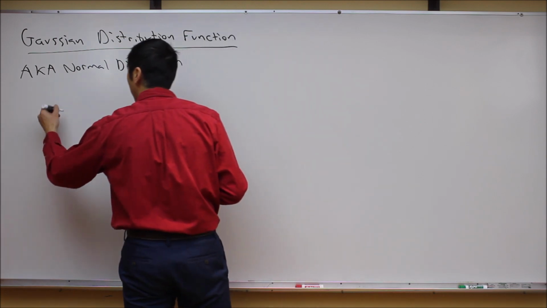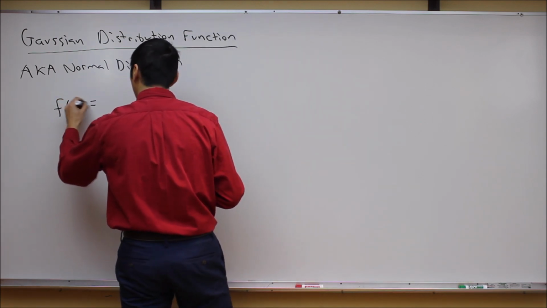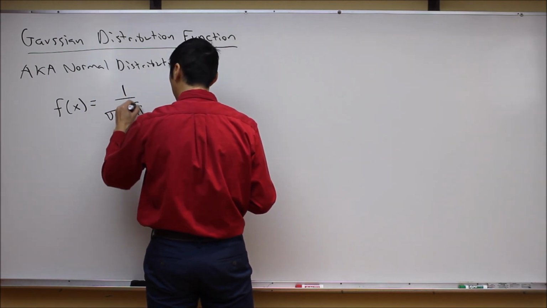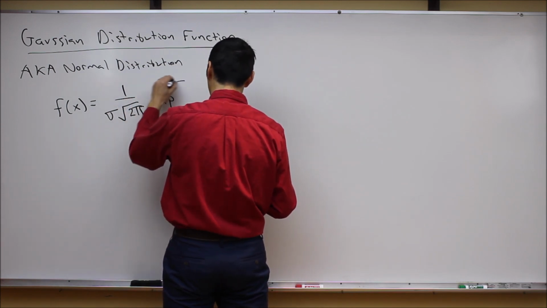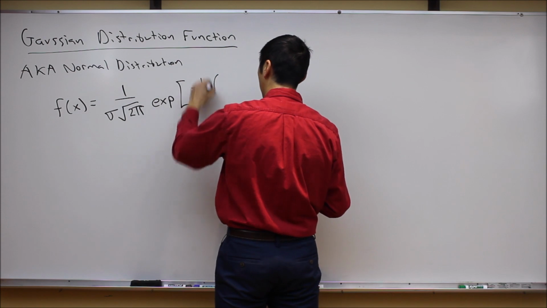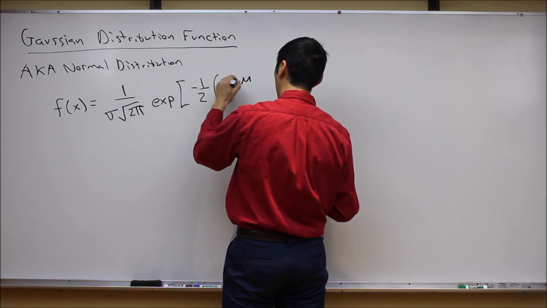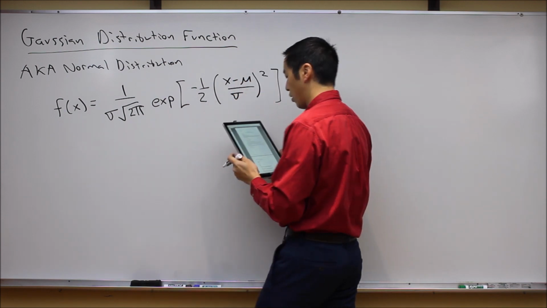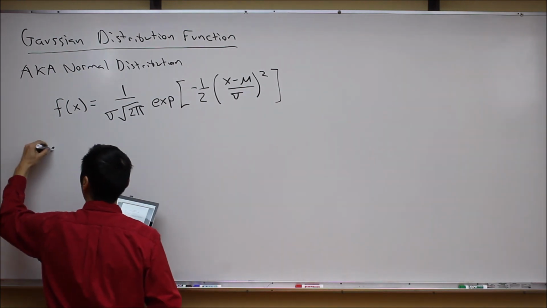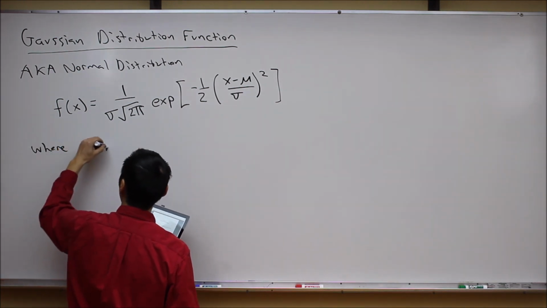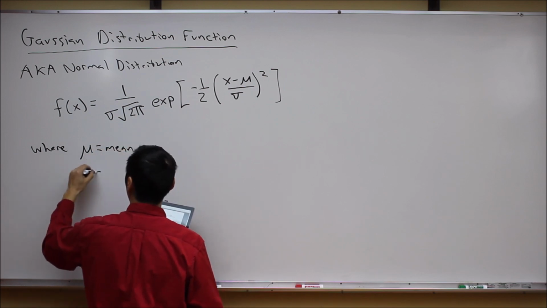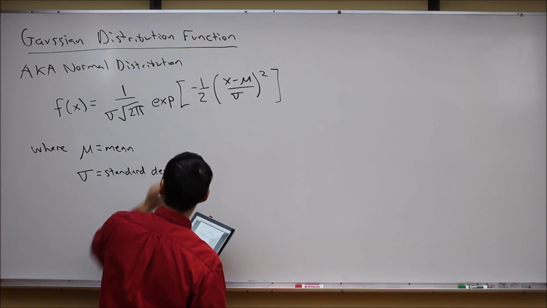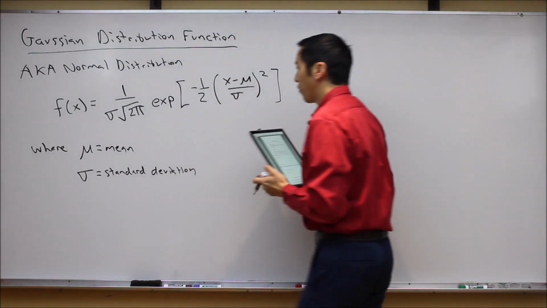What they're both talking about is a probability distribution f of x, which is given by this expression: 1 over sigma times square root of 2 pi times e to the minus 1/2 times the quantity x minus mu all over sigma. This entire quantity is squared, and then that's the end of the exponent here. So in this case, these parameters: mu is the mean, and sigma here is the standard deviation. Okay? So this is what this function looks like.